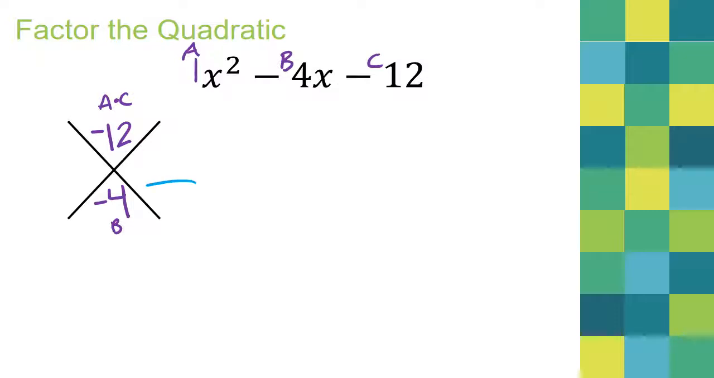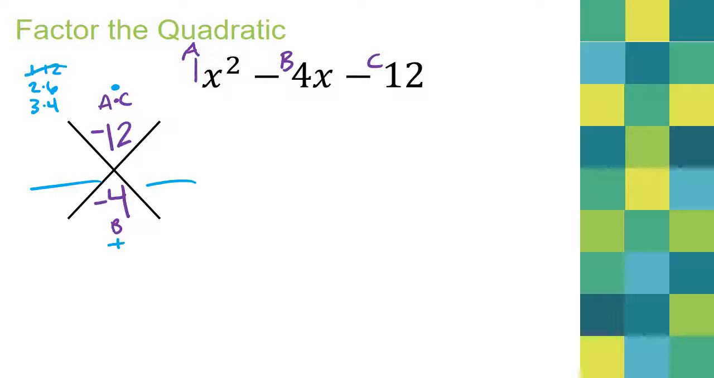Next, I need to find two factors that multiply to get 12, but can combine, meaning adding or subtracting, to get -4. If you can think through those numbers and do that process in your head, feel free to do so. If you need to write out your factors, please do so. So 1 times 12, 2 times 6, and 3 times 4 all get me to 12. Now ignore the signs for right now. Let's just worry about the numbers.